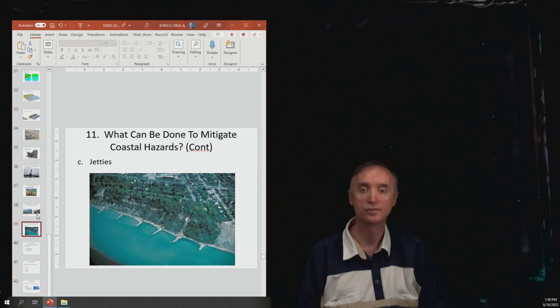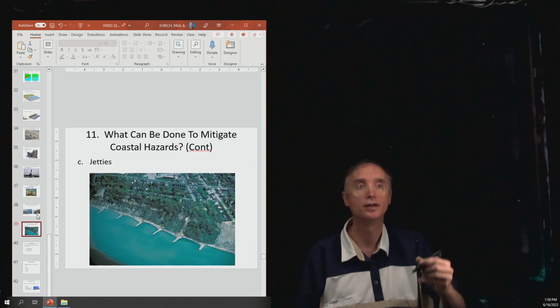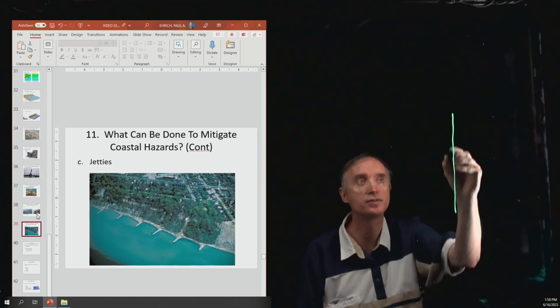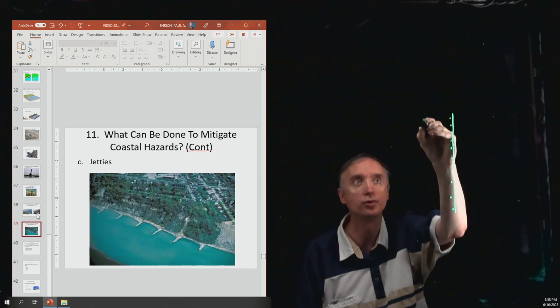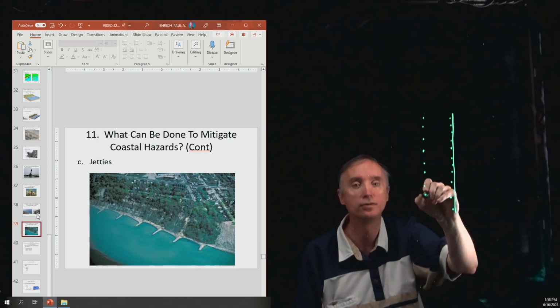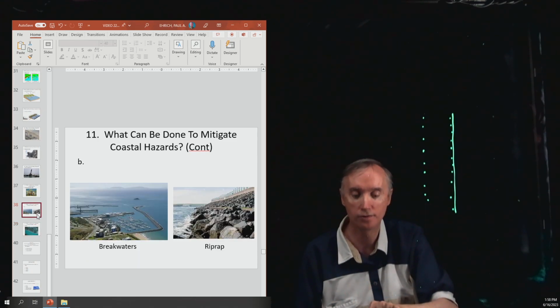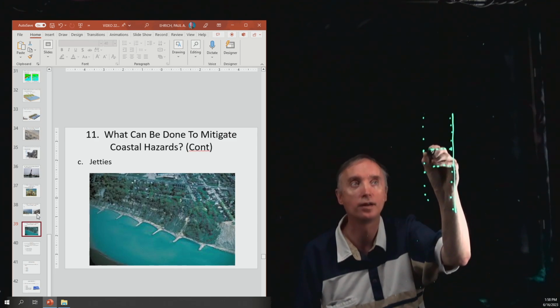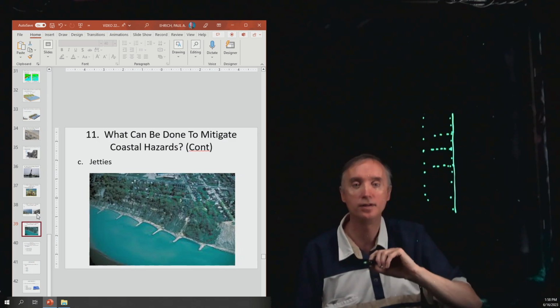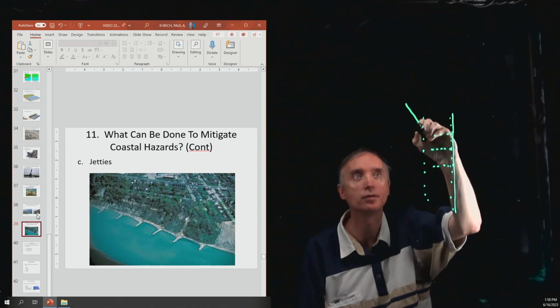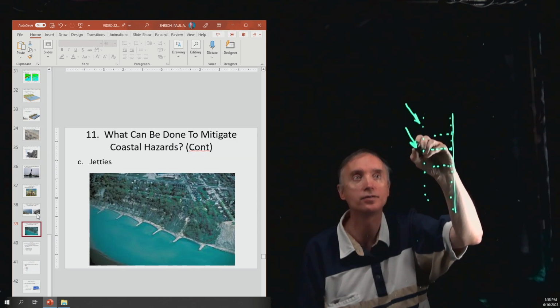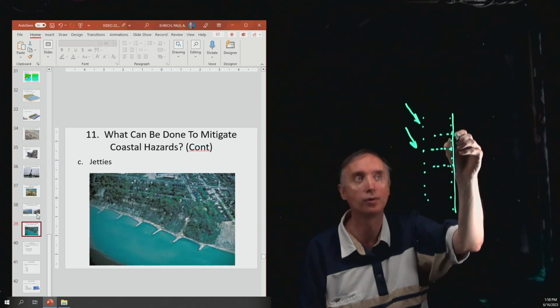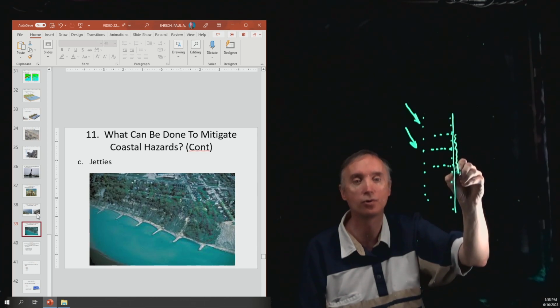Okay, jetties. Jetties are going to be taking rocks, and this time, if this is the shoreline, instead of putting the rocks here, which is going to be riprap, or out here, which is going to be breakwaters, we're going to take the rocks this time and put them like this. The idea is that as the waves are coming in from a direction like this, it's going to reduce the amount of erosion of the sand on the shoreline.